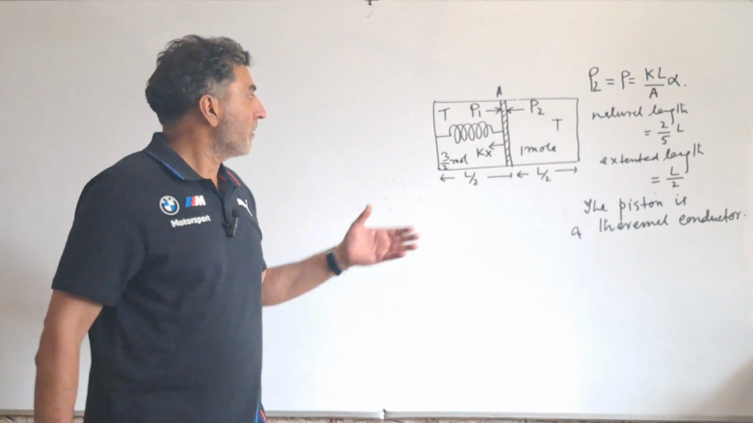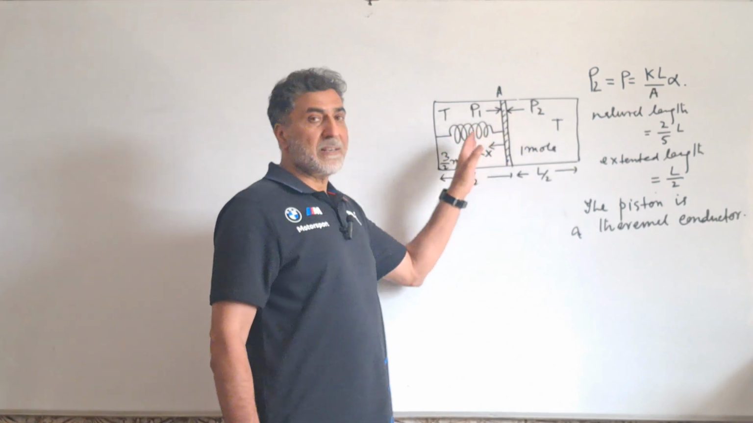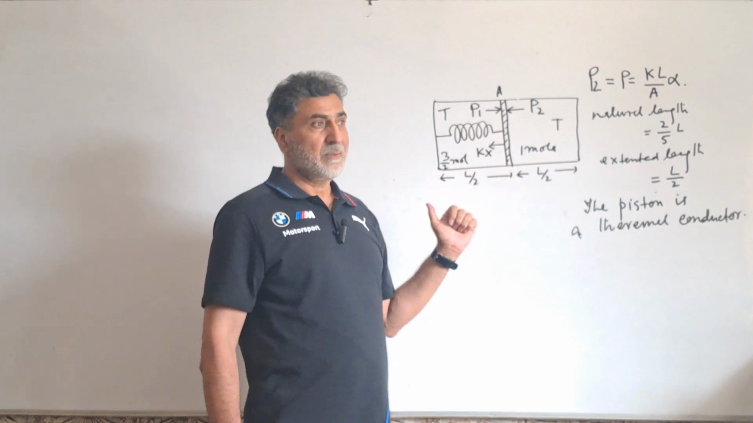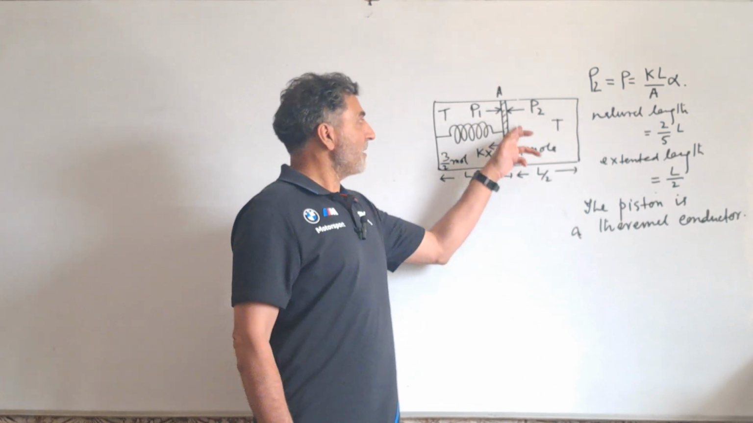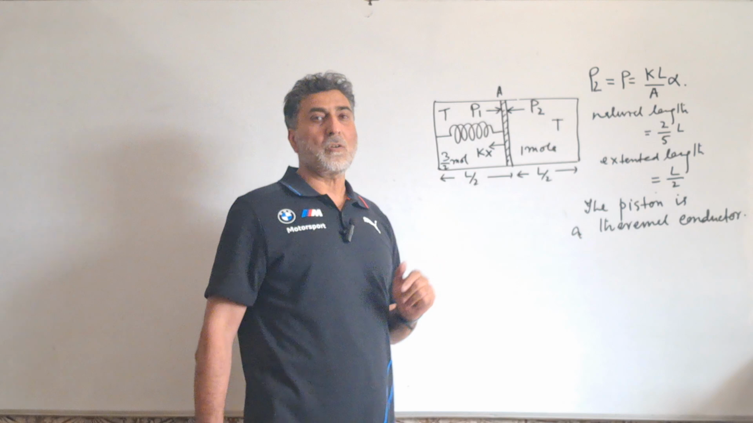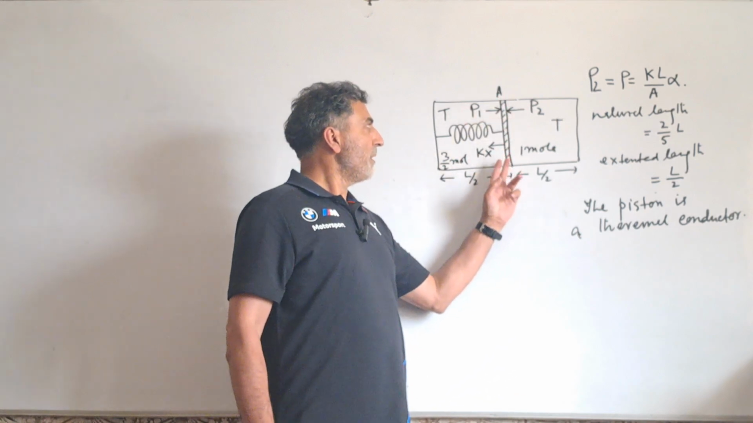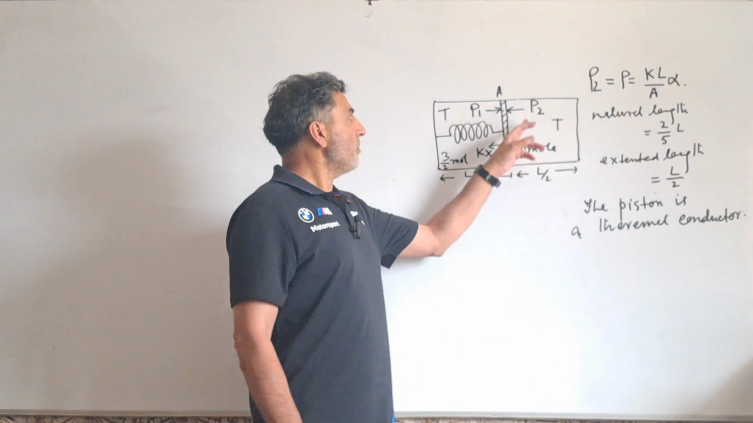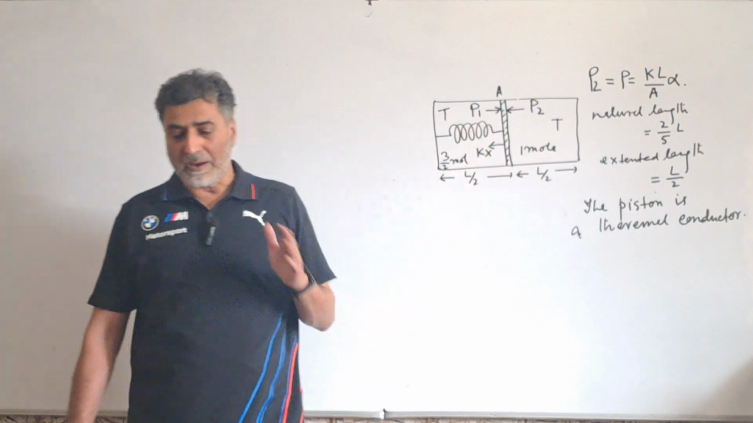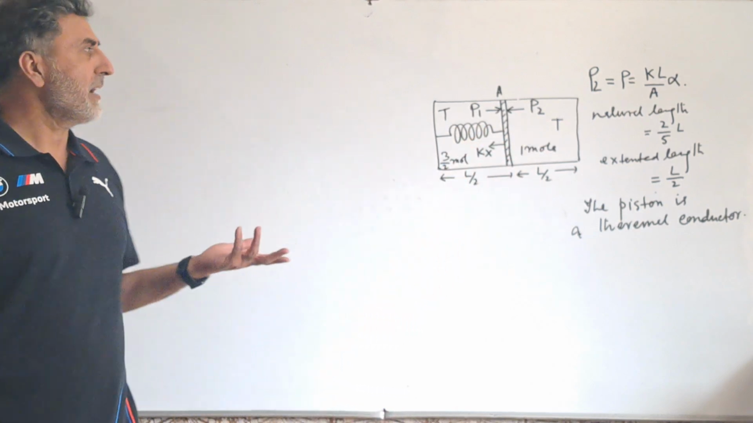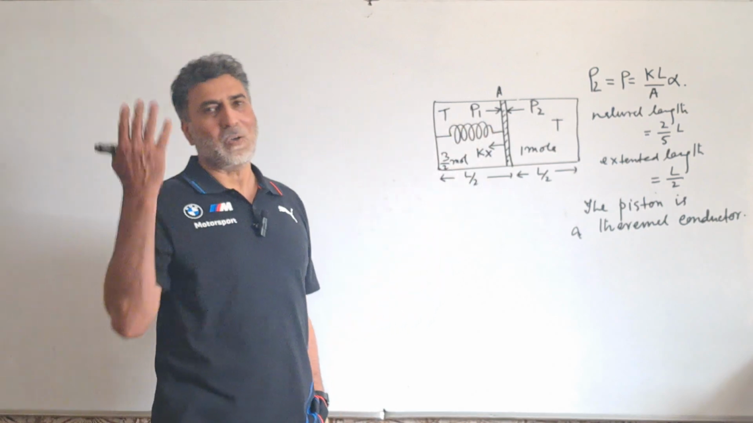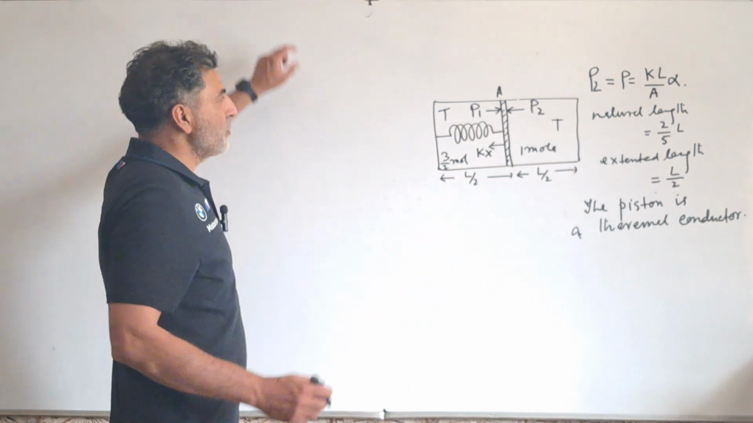But the two gaseous systems from left and right, they are in thermal equilibrium also, because this piston is heat conducting. If there's a temperature difference, heat will conduct to keep the temperature constant. When we say this piston is a thermal conductor, it means that both sides of the piston are at the same temperature. So the given condition is mechanical equilibrium and thermal equilibrium. That's all. So let me start doing the problem here.